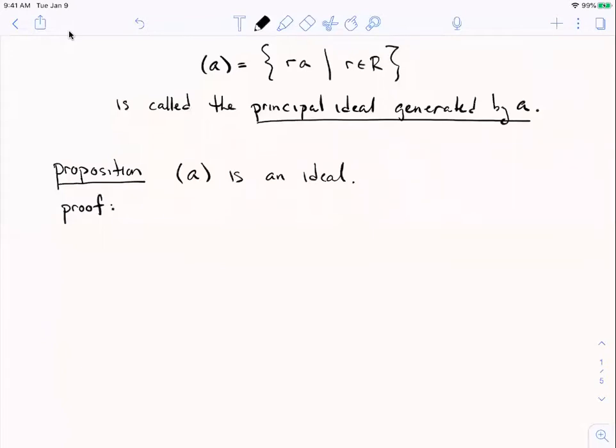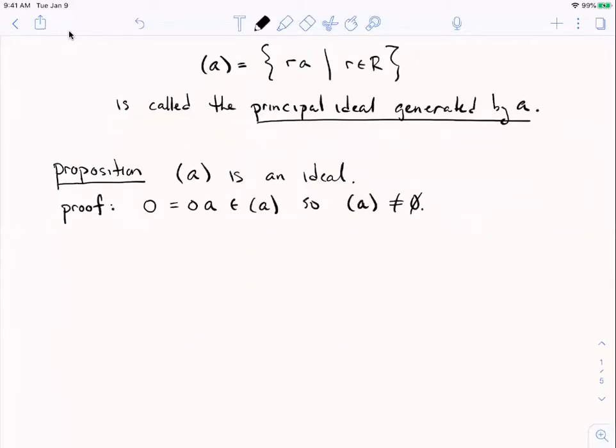I need to show you that that thing is a subgroup, right? Because an ideal is a subgroup that's closed under multiplication by outside ring elements. A subgroup should be non-empty. So I'm going to start this proof by saying, well, the element 0 in the ring we proved is certainly 0 times A. So that looks like an element of parentheses A by definition. That's enough to show that parentheses A is not the empty set.